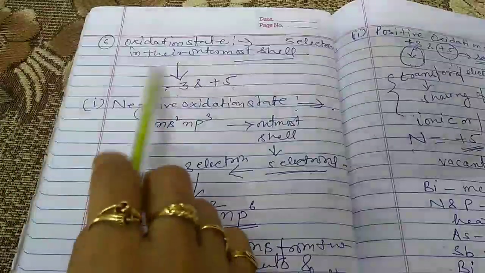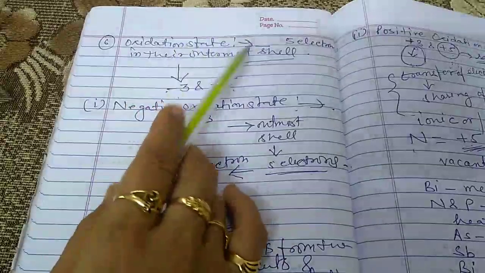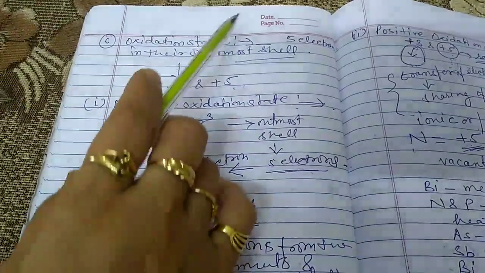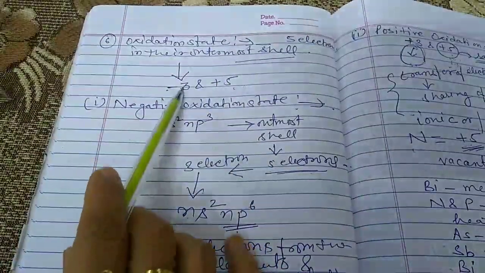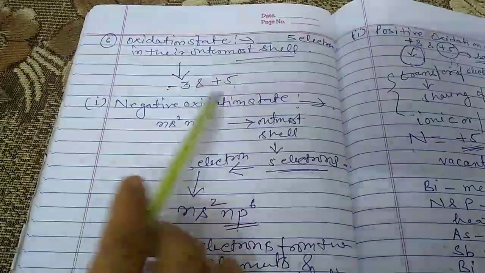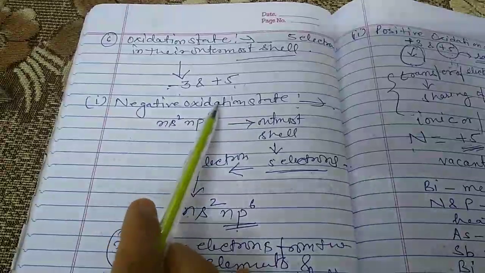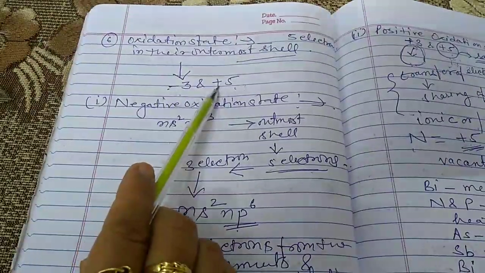Now the next feature is the oxidation state. The elements of group 15 have 5 electrons in their valence shell. So it means that they exhibit various oxidation states, from -3 to +3. That is the criterion for the oxidation state. Here it is clear that the oxidation state is negative as well as positive.